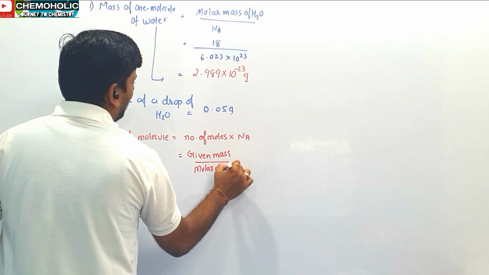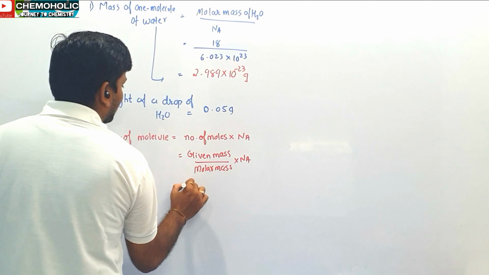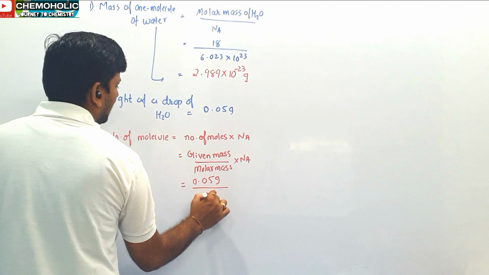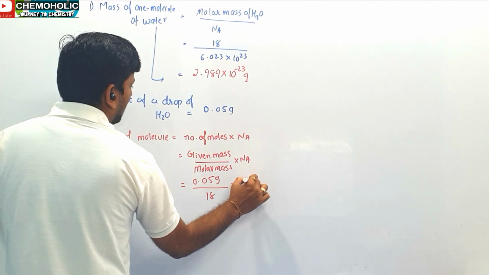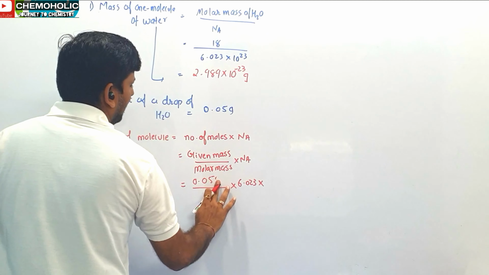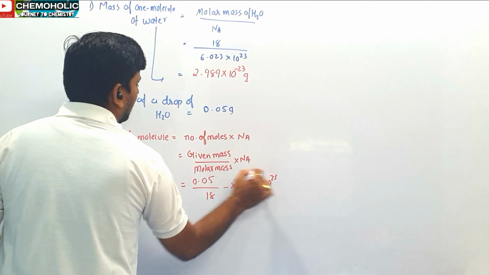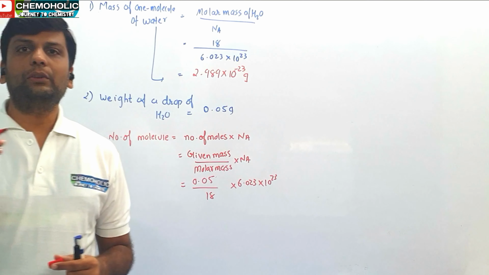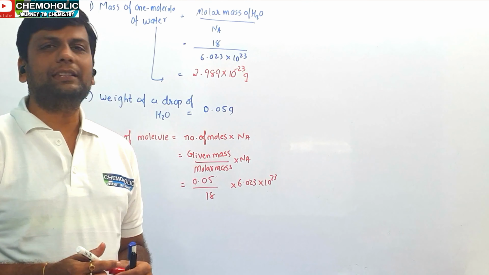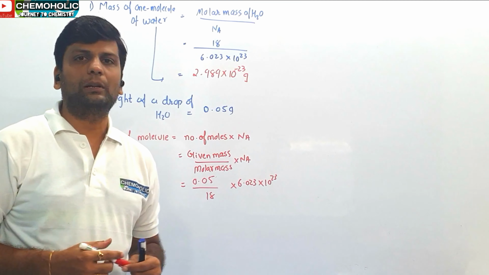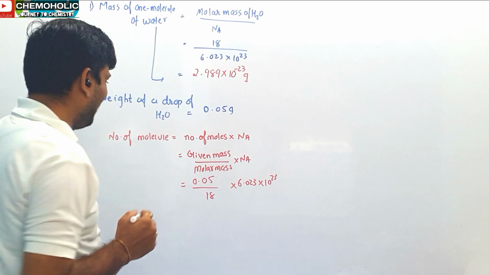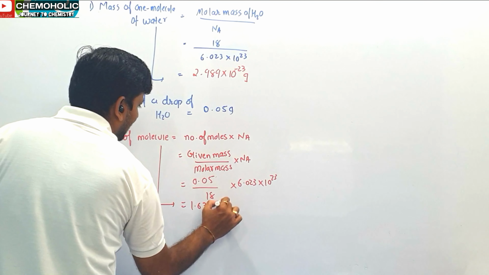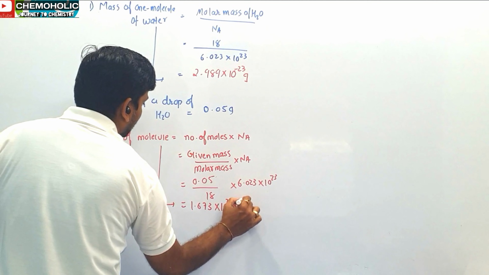Clear? Into Avogadro number. And what's the given mass? It is 0.05 gram. And the molar mass of water is 18, multiplied by Avogadro number 6.023 into 10 to the power 23. 0.05 gram. Clear? And what's the answer? You can calculate it. You will get the answer 1.673 into 10 to the power 21 molecules. So the final answer will be 1.673 into 10 raised to 21 molecules.